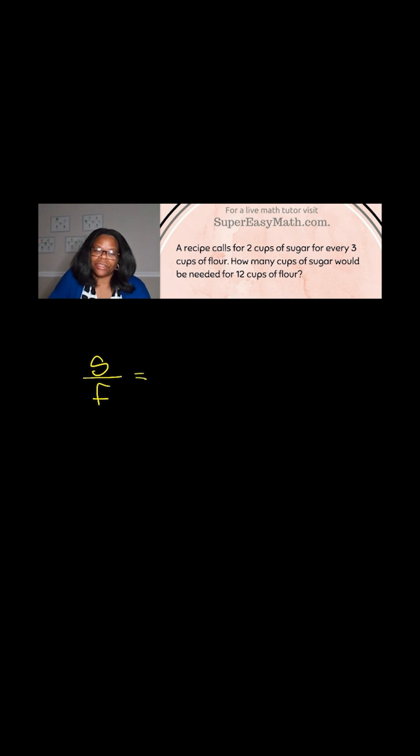Well, it says a recipe calls for 2 cups of sugar for every 3 cups of flour, so I'm going to write that. And then it asks how many cups of sugar would be needed for 12 cups of flour. So I'm going to write 12 here. And now this is our own problem of 2/3 equals what over 12.